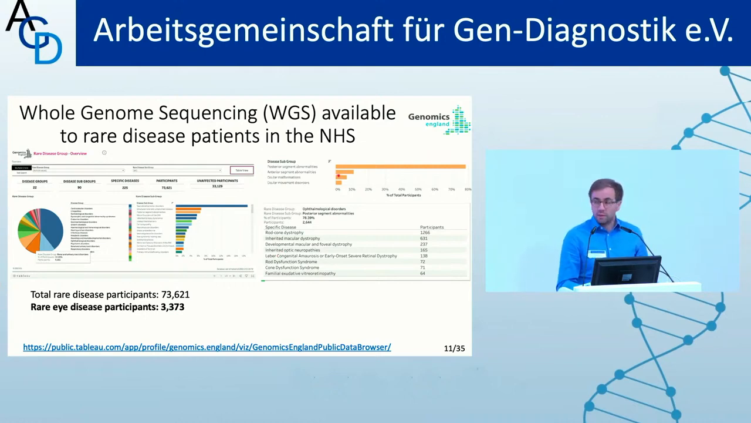And here is a more fine-grained breakdown of the different types of diseases. So posterior segment abnormalities, they're using HPO terms here. This is a fancy way of saying mostly retinal conditions. So I think one thing to take from this is that rare eye diseases are quite well represented in Genomics England.